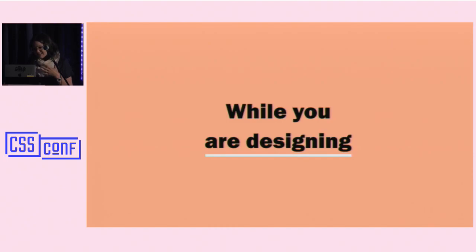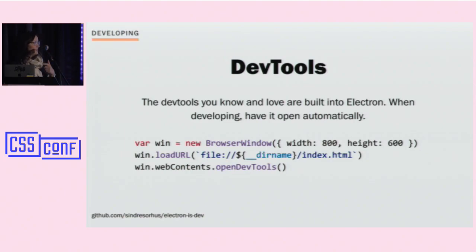And finally, some nice things to do while you're designing and building your Electron app. Use the DevTools, because this is Chrome. DevTools are there, and you'll probably find yourself opening them manually each time, but you can set them to just open by default, which is much nicer. And there is a library I've linked to here called electron-is-dev, which is a nice way to tell if someone's running your app locally, and then you can just set the DevTools to open every time someone's running your app locally.